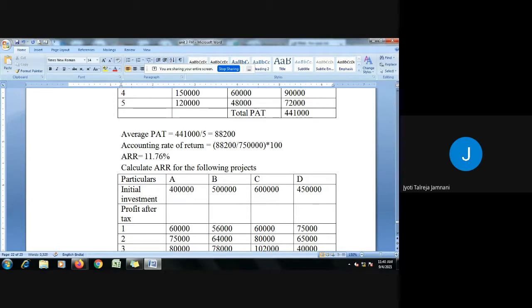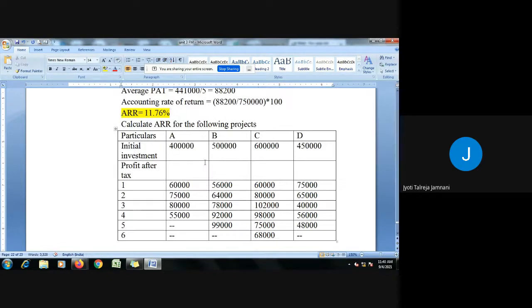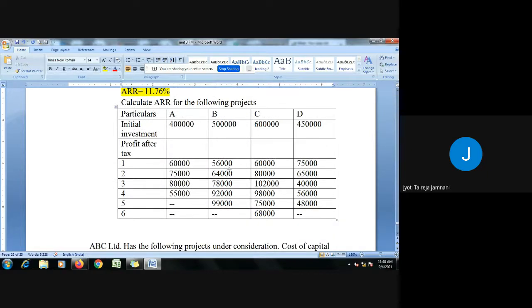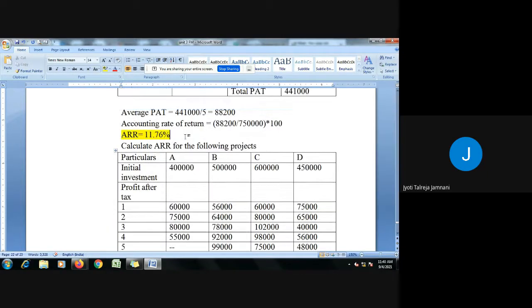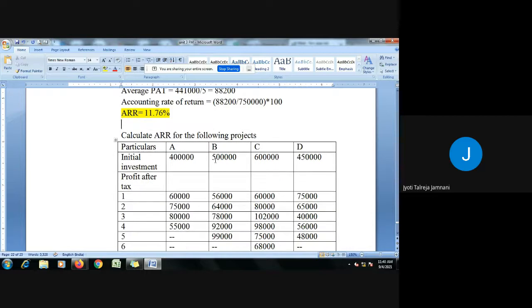So similarly, I have one more sum. We'll do that. We'll finish the concept of ARR. So remember, always for ARR we need profit after tax. We don't need the cash flows.